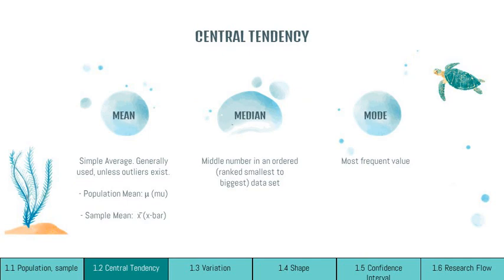Mean is your simple average, the sum of all your values divided by the number of observations. The mean is generally used unless outliers exist. The population mean is called mu and the sample mean is called x bar. The median is the middle number in an ordered data set. It simply means that you rank your data from smallest to largest, then you take the middle number. That's your median. While mode is the most straightforward. It is the most frequent value in your dataset.